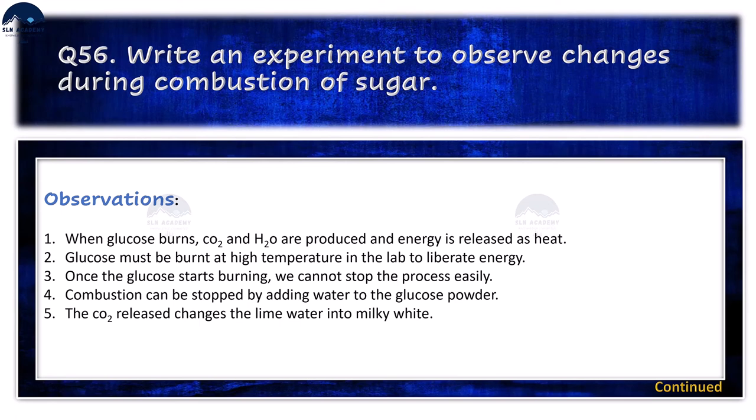Glucose must be burnt at high temperature in the lab to liberate energy. Once the glucose starts burning, we cannot stop the process easily. Combustion can be stopped by adding water to the glucose powder. So, the CO2 released changes the lime water into milky white.